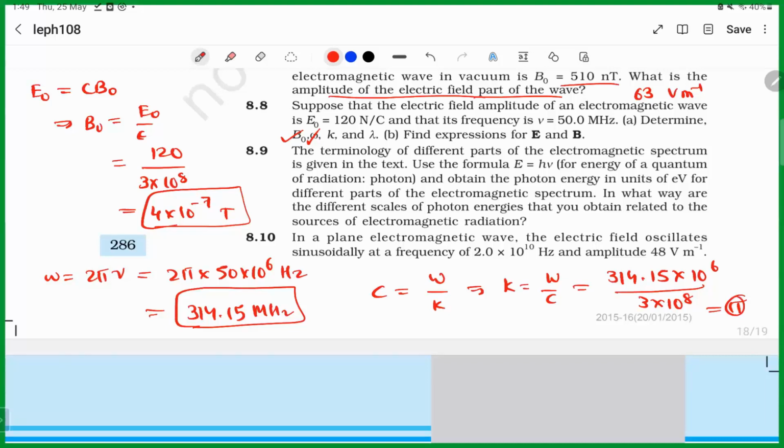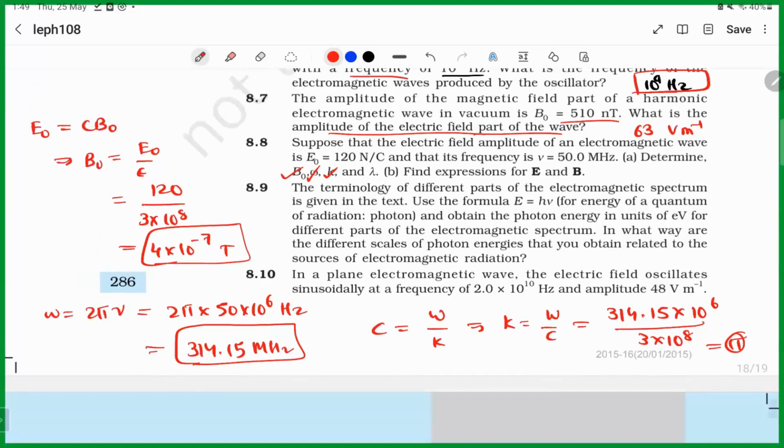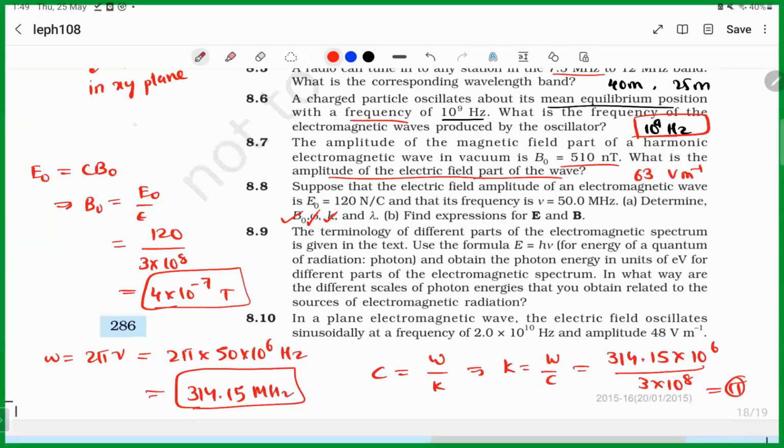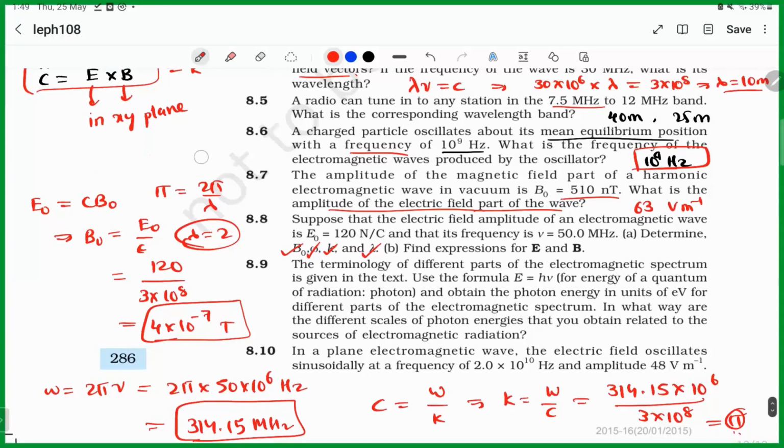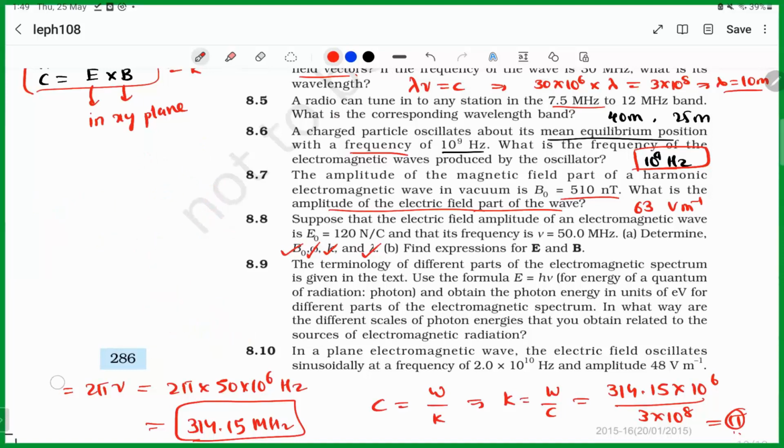So, k is simply pi. Now, we know that by definition, k, the propagation factor, is 2 pi by lambda. But you know that k is pi, right? So pi is equal to 2 pi by lambda. So what should lambda be? So there you go. We have covered all the things, right?